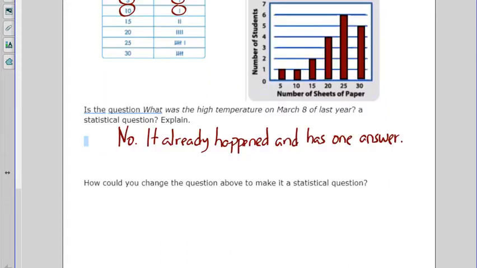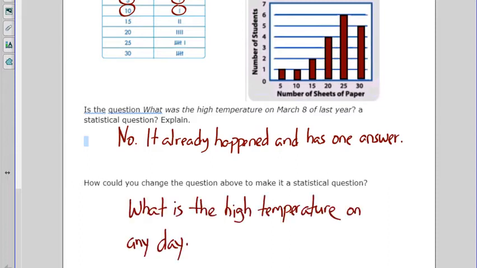The next part asks, how could you change the question to make it a statistical question? Well, I could ask what was the temperature the day, and maybe it would be different temperatures throughout the day at different times. I also could ask, what is the high temperature on any given day, right? And then there'd be lots of different answers. So there we have a modified question that is statistical.